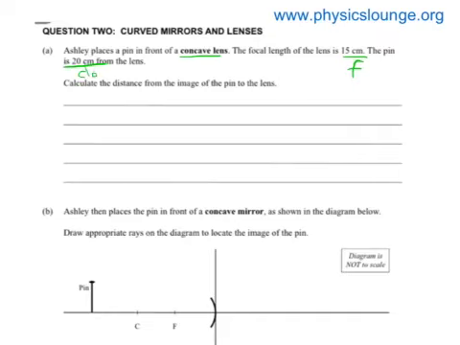Calculate the distance from the image to the lens. So this is DI that we're looking for, and straight away, if you've identified these variables, F, DO and DI is the one you're looking for, you'll know that you need to use Descartes' formula: 1 over F equals 1 over DI plus 1 over DO. And let's see, we just plug all the numbers in.